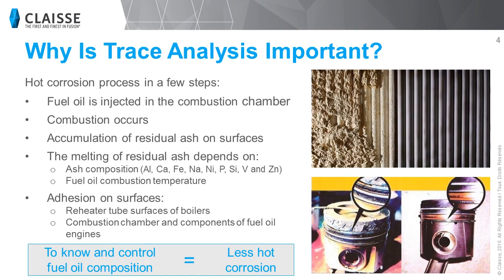It is important to find the concentration of these elements because they are adhesive at certain temperatures. They cause corrosion on the reheater tube surface of boilers as well as on the combustion chamber and components of fuel oil engines. Corrosion should be avoided as much as possible because it causes wear and entails additional costs for maintenance or replacement.